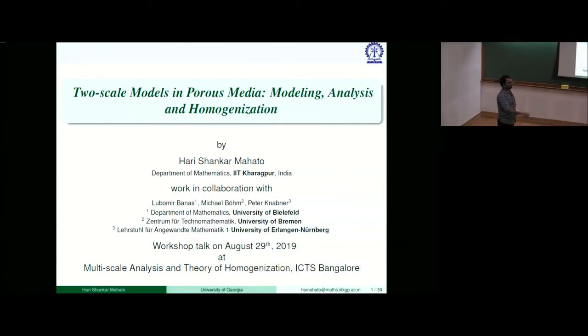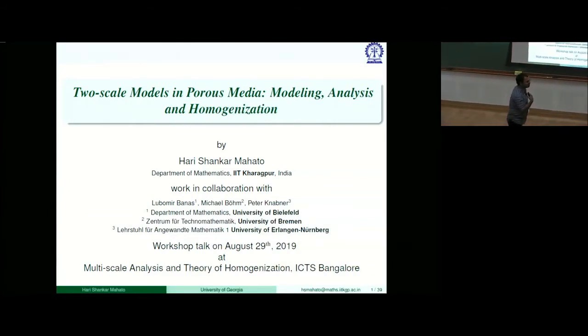Today, only models which are originating from porous media flow. Tomorrow I will talk about something else.